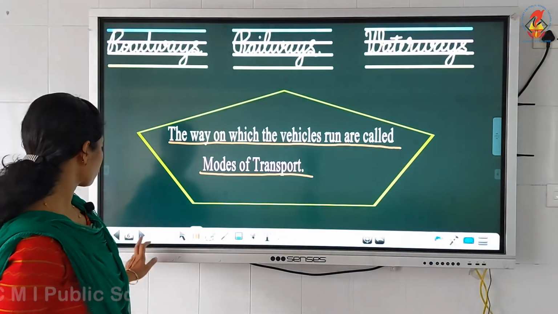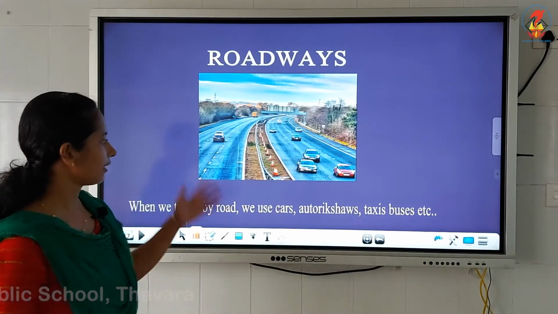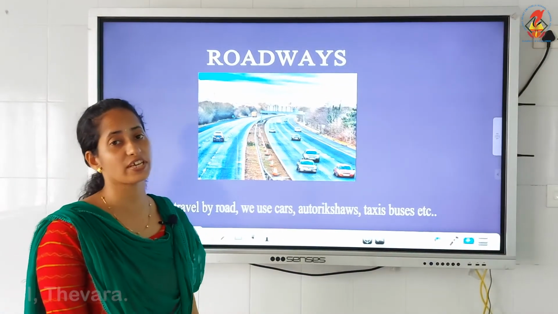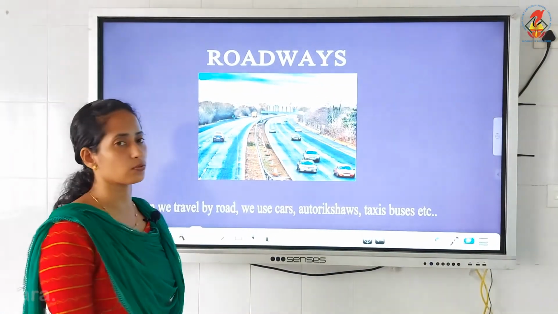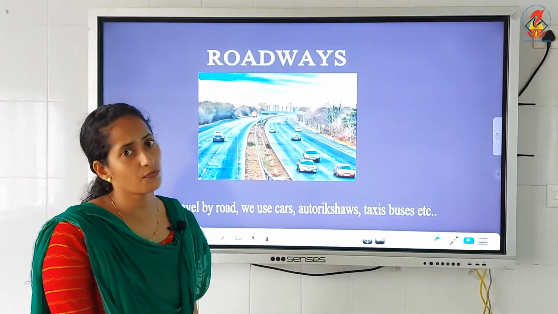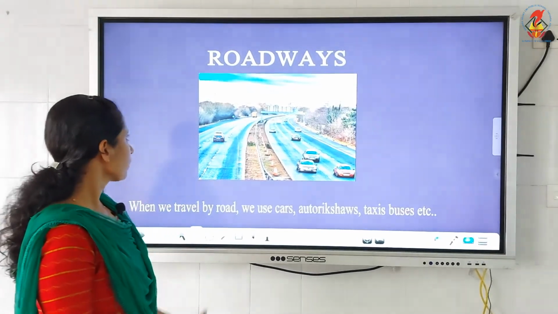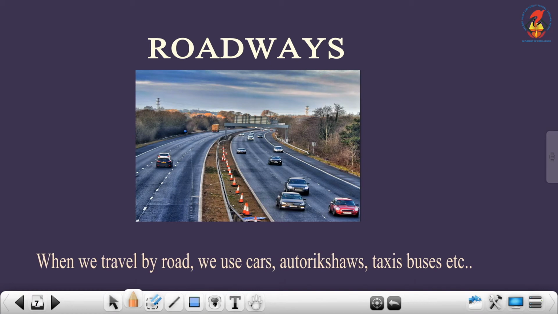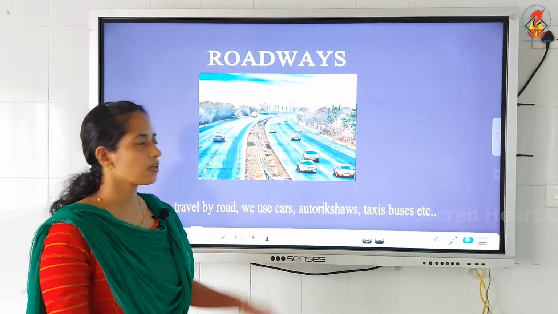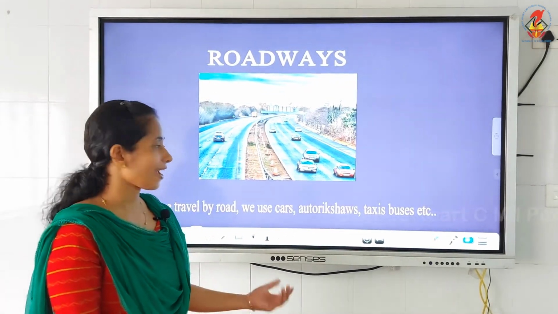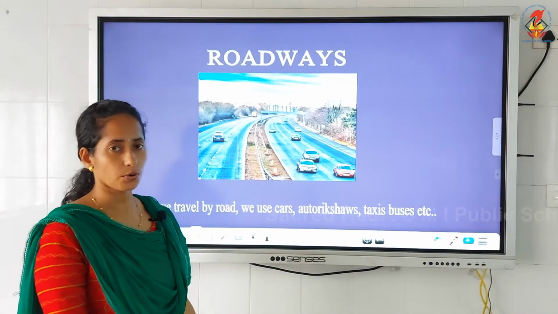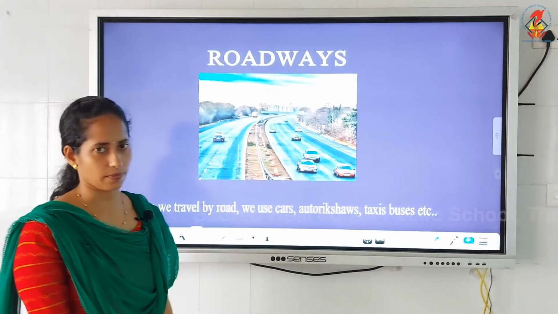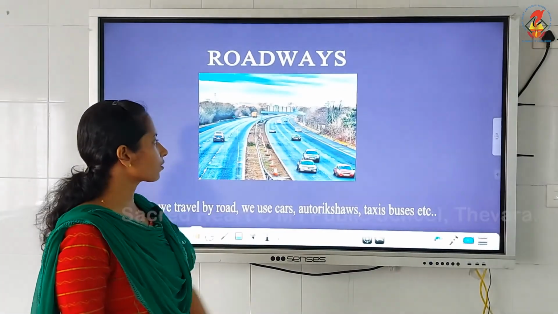Okay. So again, the next one, we are coming in more detail about the first way that we use. Mostly we use roadways for traveling. So we travel by road. Which are the vehicles that we use when we are on the road? Yeah, we use cars, buses, taxis, or auto rickshaws, etc. We use different types of vehicles.